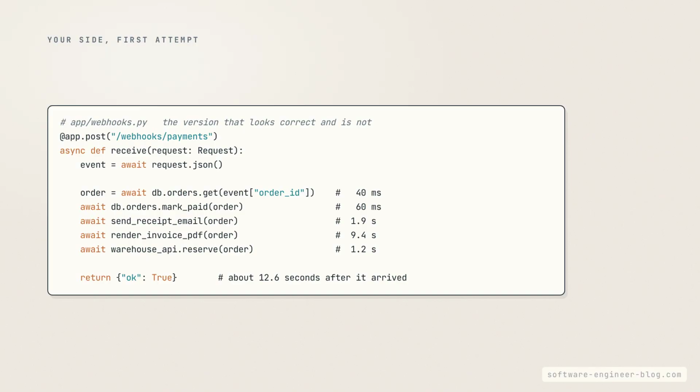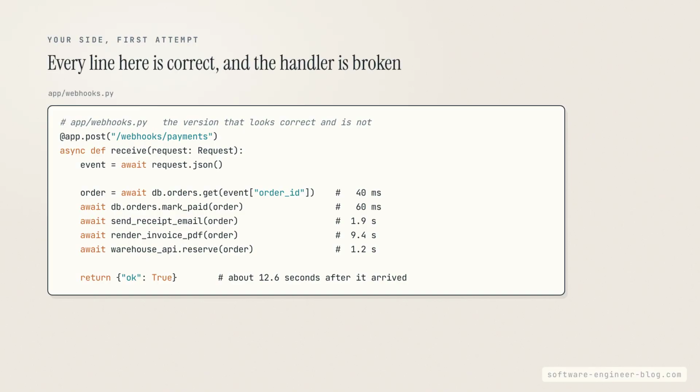Now your side. Here is the version almost everybody writes first. The event comes in, you read the order, you mark it paid, you send the receipt email, you render the invoice PDF, you reserve the stock in the warehouse, and then you return 200. Read those lines again. Every single one of them does something the business genuinely needs. The bug is not inside any of them. The bug is that all of them happen before you answer.